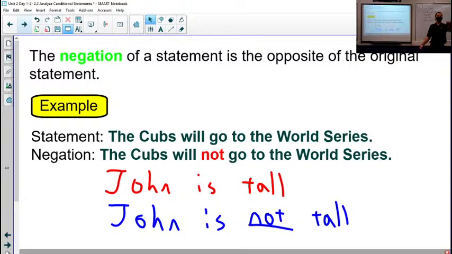It's not a team losing, because then we're eliminating the possibility of a tie or the game getting delayed or canceled or some other circumstance. We want to cover all our bases of not winning. So that is the negation of winning is not winning. The reason we're talking about that is because we're going to talk about the negation of these statements. So let's take a look at that.